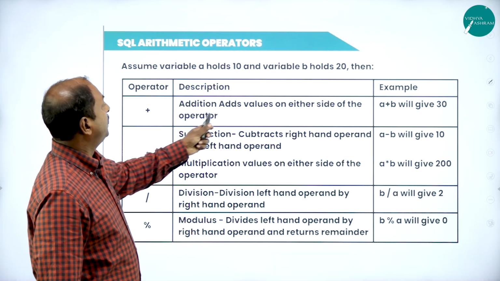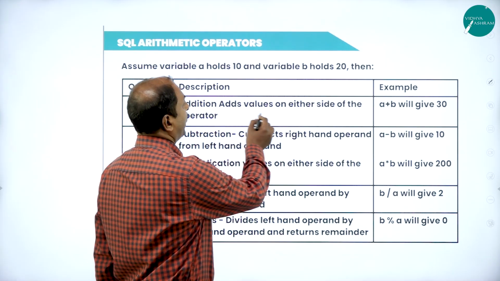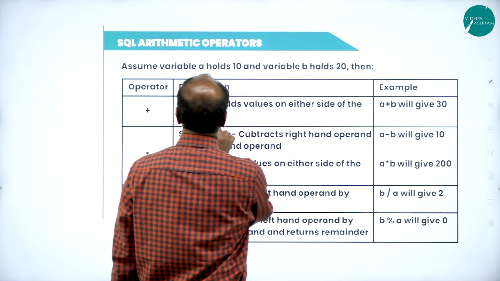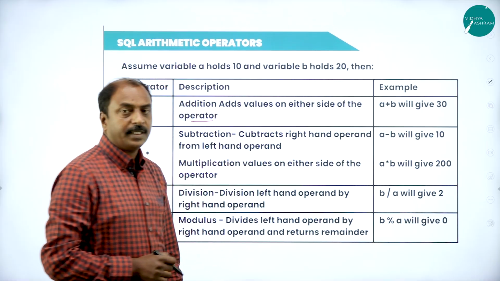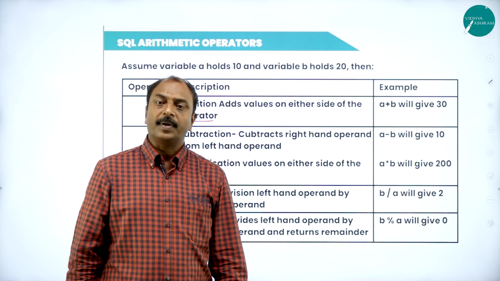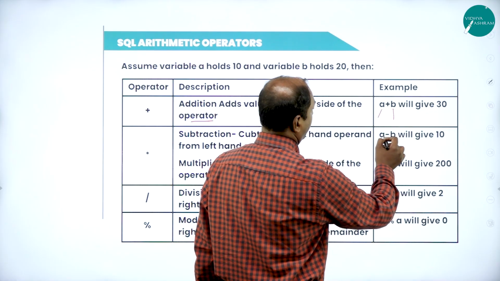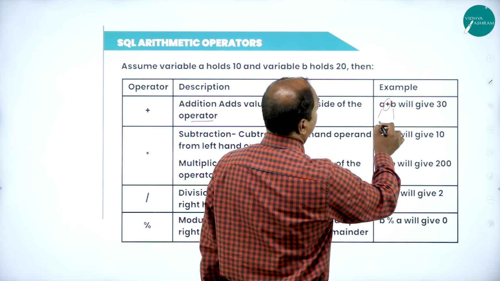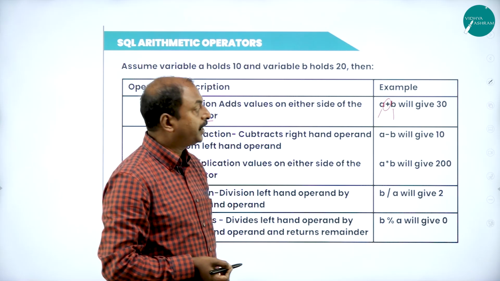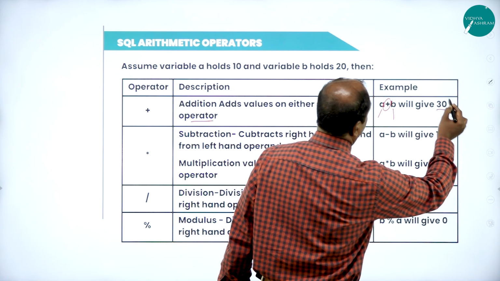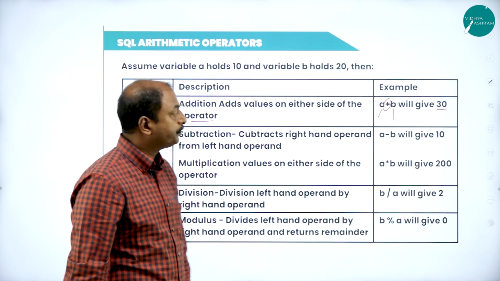It is the addition operation. It adds the values on either side of the operator. The values on either side of the operator are called operands. For example, A is an operand, B is an operand, plus is an operator. So it is the addition operation. It gives 30 as the result or as the answer.